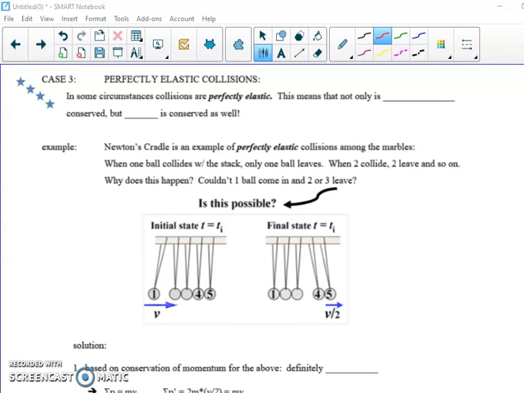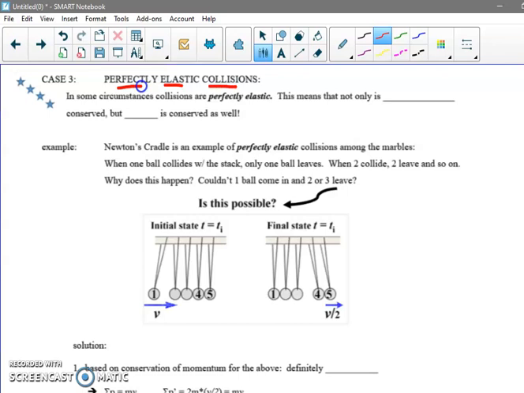Hi everybody, so let's continue on with our discussion about collisions in terms of kinetic energy and momentum. So we're going to look at the last case, which is perhaps the most important case and the most complicated, and that's perfectly elastic collisions.